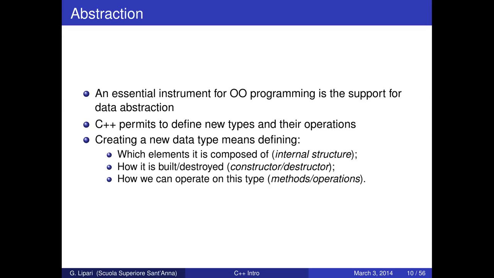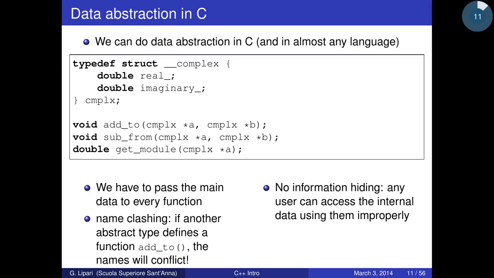What does it mean to create a new data type? According to the basic theory of abstract data types, creating a new data type means defining basically three things. The first thing is how this is composed. So what is the domain of this variable? What kind of things does it represent? The second thing is how you build and how you destroy this variable. And the third thing is how you can operate on this type. And if you want, the second and the third thing are basically the same, so basically it's operations on the type. Okay? As I said, you can do data abstraction in C and in almost any language.